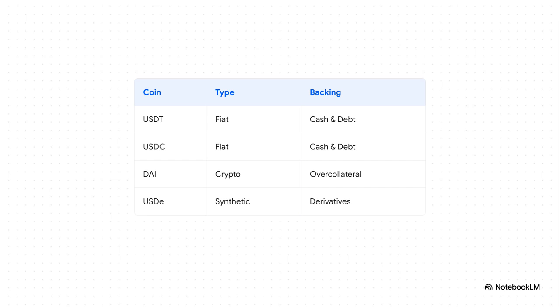Looking at the major players, there's a pretty diverse ecosystem of stablecoins. Fiat-backed options like Tether's USDT and Circle's USDC rely on off-chain cash reserves and government debt. They're heavily centralized but highly liquid. Then you have crypto-collateralized coins like DAI, which are more decentralized but rely on over-collateralized smart contracts. And finally, you have synthetic options like USDe. Instead of holding dollars in a bank account, USDe maintains its peg by using delta-neutral derivative hedging, essentially shorting Ethereum or Bitcoin while holding the spot asset to capture funding rates and stay perfectly anchored to a dollar. Knowing exactly what backs your stablecoin is absolutely crucial to understanding its risk profile.